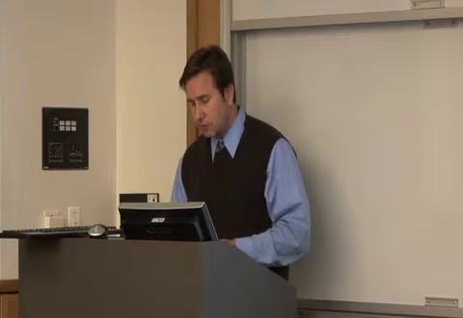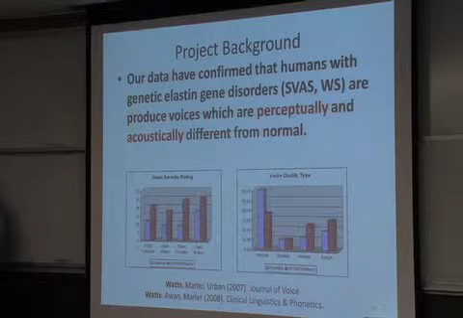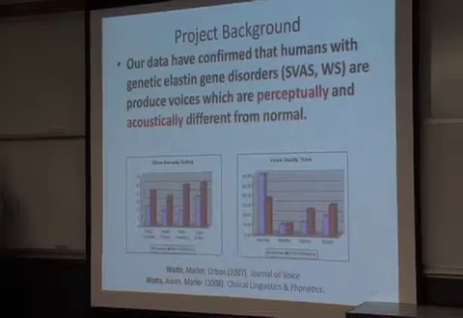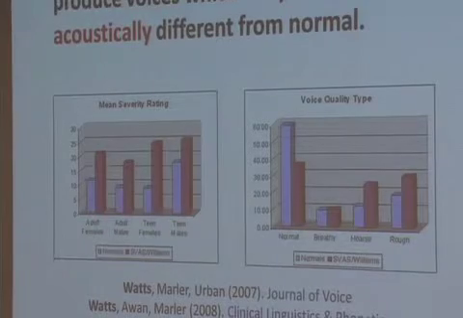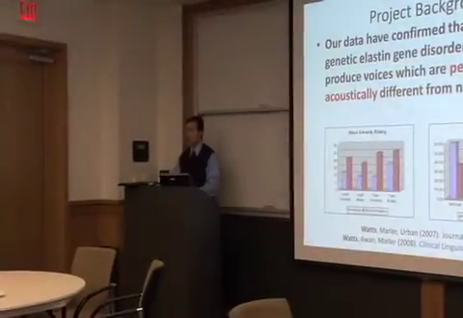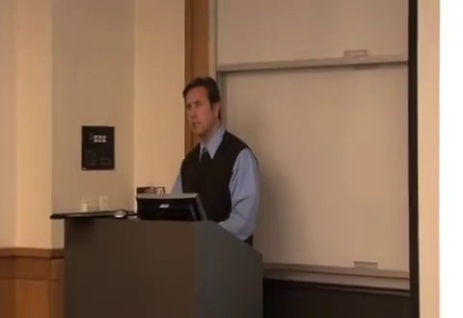So the initial studies in this line of research focused on voice quality in humans with these elastin gene abnormalities, SVAS and Williams syndrome. And our data demonstrated that these individuals exhibit voice quality characteristics which are significantly different from normals. These differences were both perceptual, that is, listeners could hear the difference in the voice, and they were able to be measured acoustically with instrumentation. So both subjective and objective measures of voice quality and vocal function were significantly different in individuals with these elastin gene abnormalities compared to individuals who were normal.